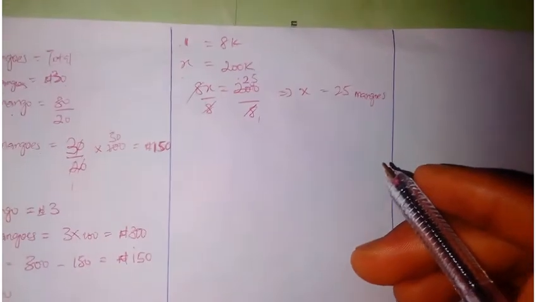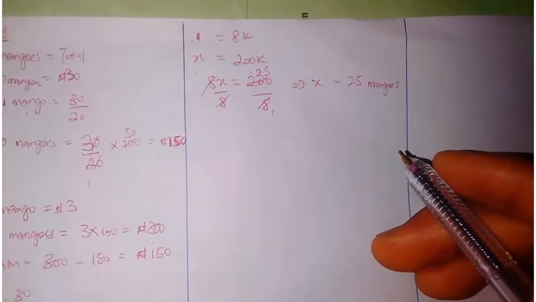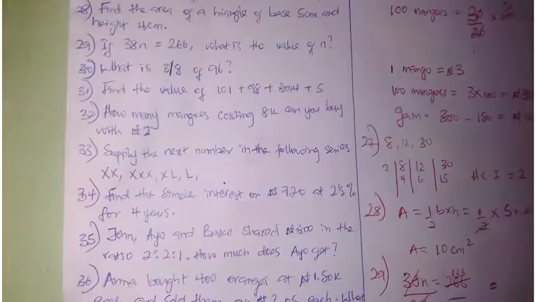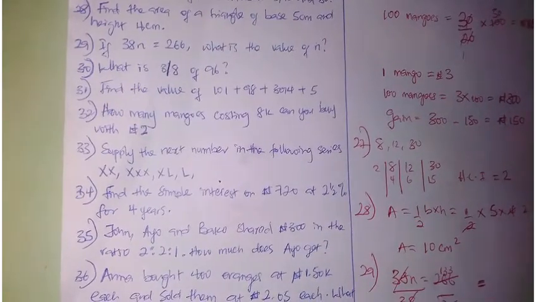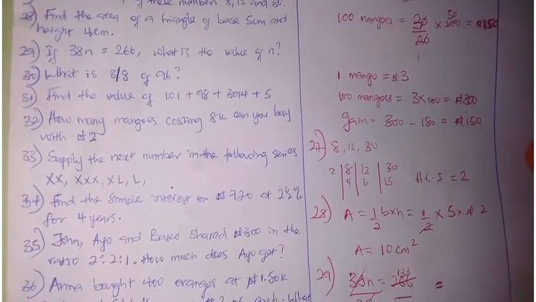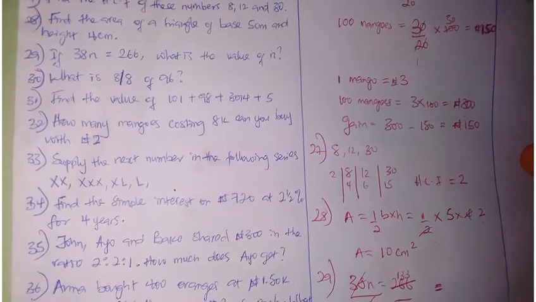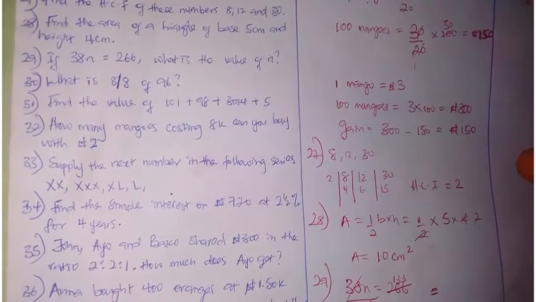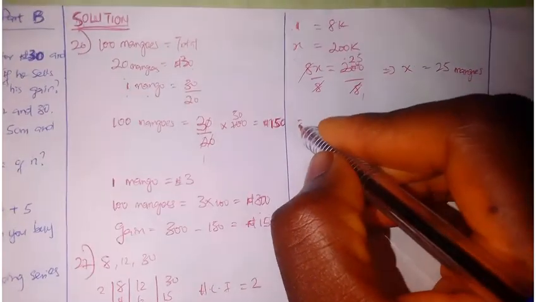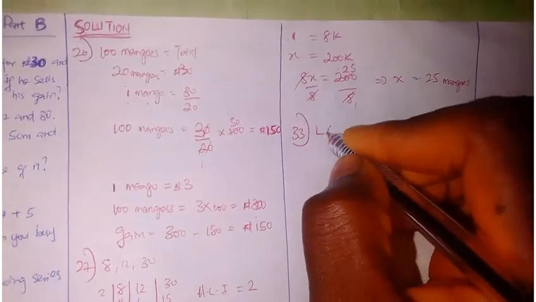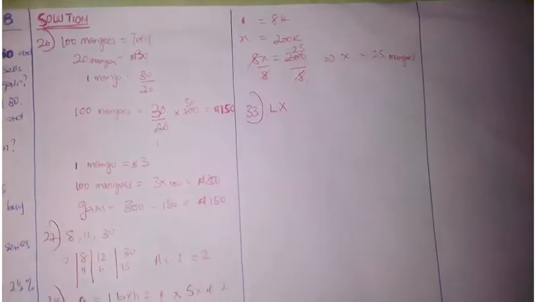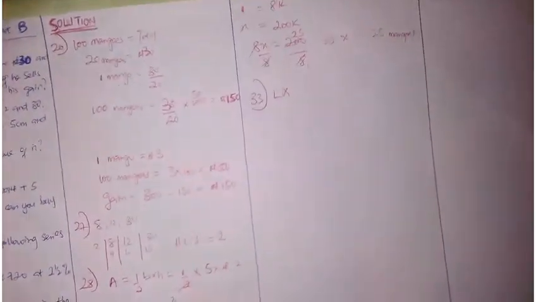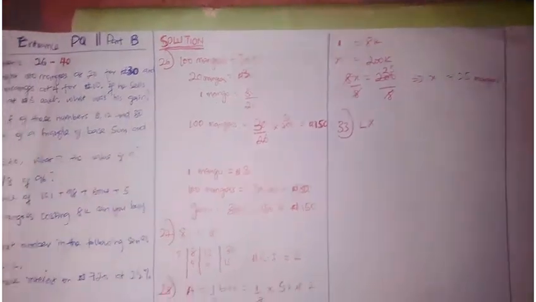Okay, that's that. What are we now? Number 33. Supply the next number in the following series. We have XX, which is 20, XXX 30, XL, which is 40, L, which is 50. Next one is what? LX, which is what? 60. So that is the answer to that one.